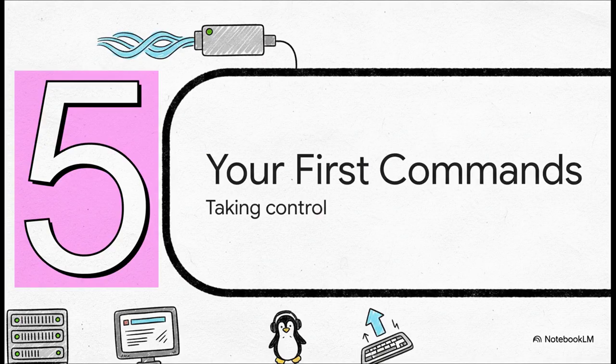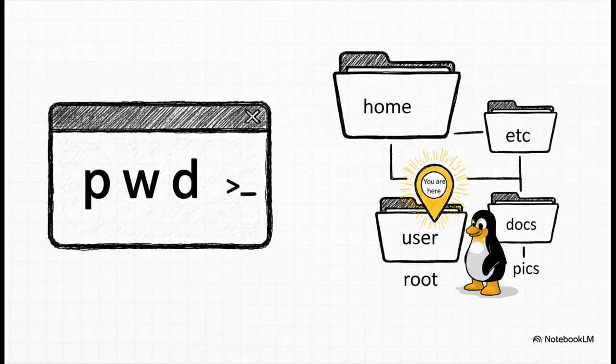All right, enough theory. Let's actually put this into practice and see how you can use that command line shell to talk to a Linux system. Okay, so the very first thing you almost always need to know is, where am I right now? And for that, we have the pwd command. It stands for Present Working Directory, and it tells you exactly which folder or directory you're sitting in.